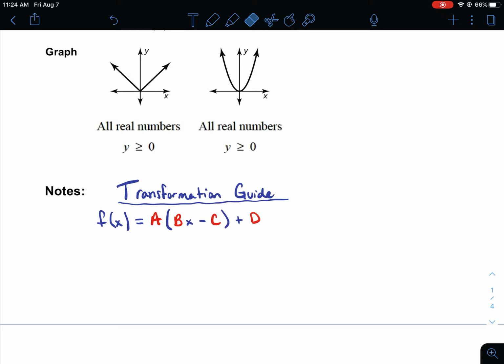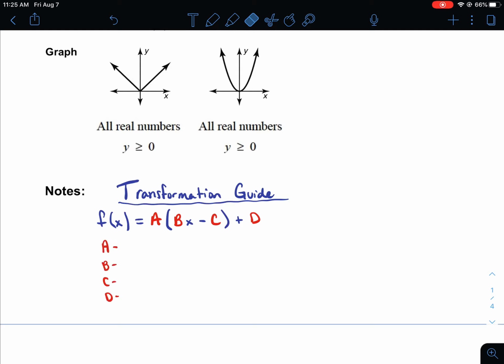The red letters, the A, B, C, and D, are all places that you can put numbers that will cause either a transformation or a translation. So if I put something in A, something happens. If I put something in B, something else happens. If I put something in C, something else happens. And if I put something in D, even something else happens from there. So all these different places do different things.